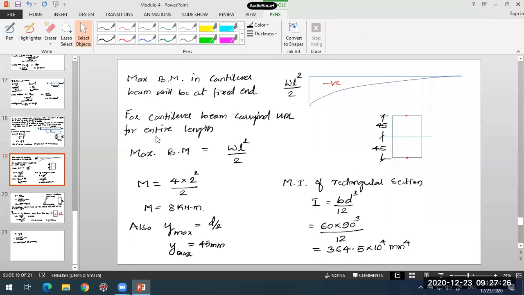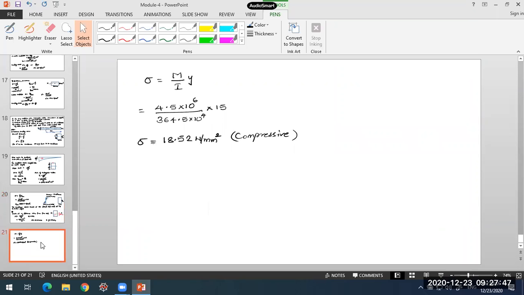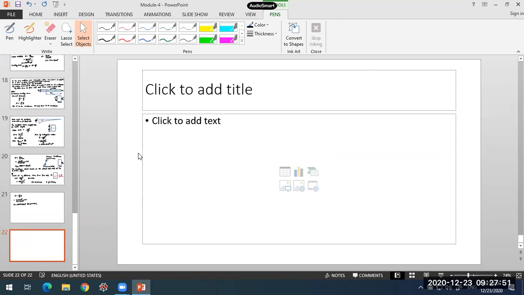So we used these values in the flexural formula, and we obtained the maximum bending stress. In the second case, the point where the stresses have to be determined was given to us. The location of the point on the span as well as with respect to the neutral axis was told to us. For that, we went for determining the bending stresses.